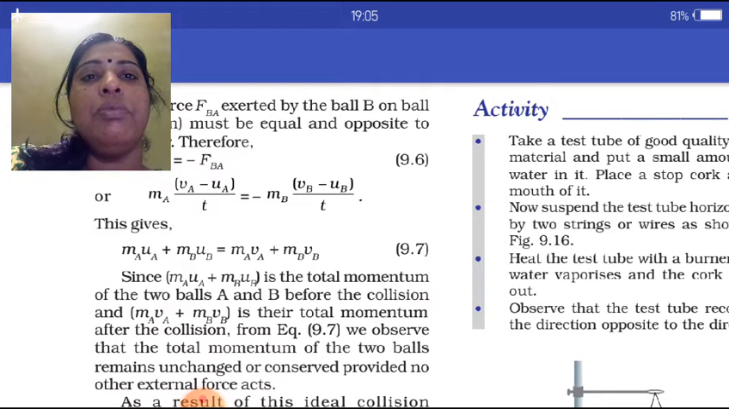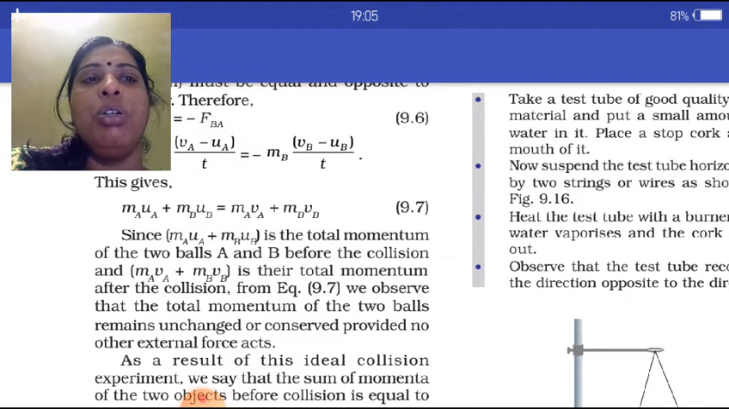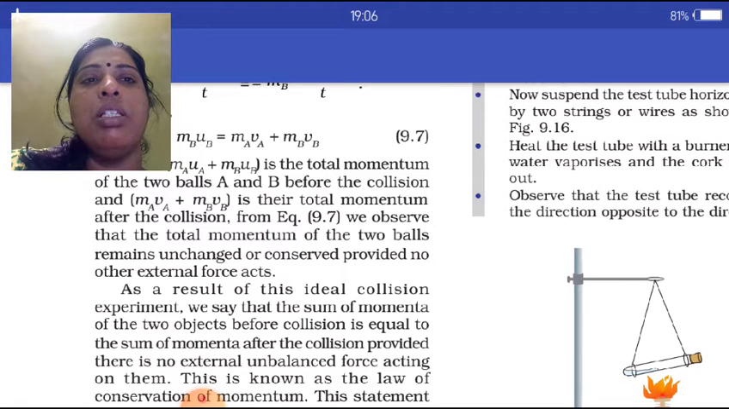This gives MA UA plus MB UB is equal to MA VA plus MB VB. Since MA UA plus MB UB is the total momentum of the two balls A and B before the collision, and MA VA plus MB VB is their total momentum after the collision, from figure 9.7 we observe that the total momentum of the two balls remains unchanged or conserved, provided no other external force acts.